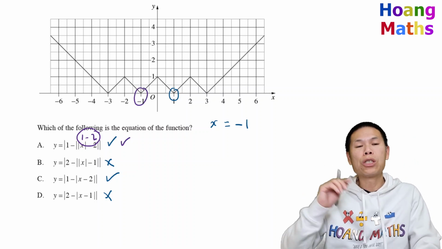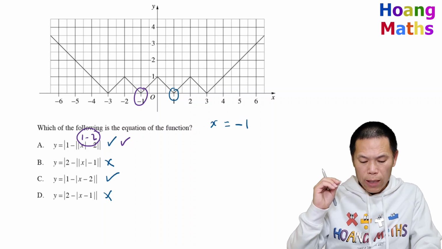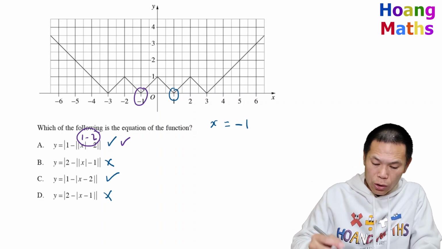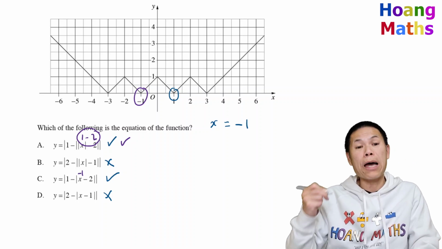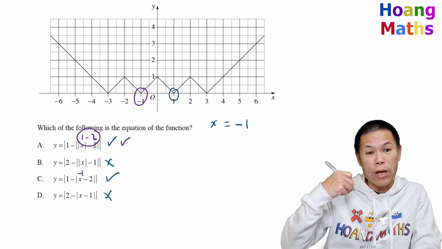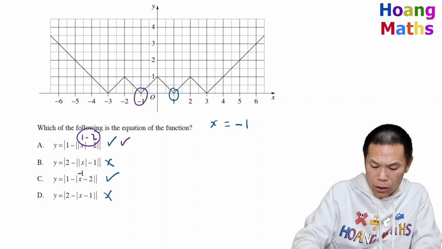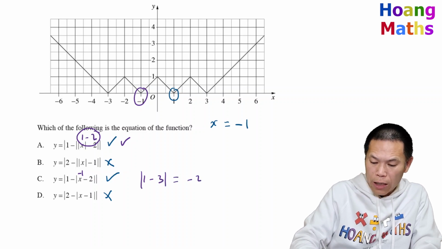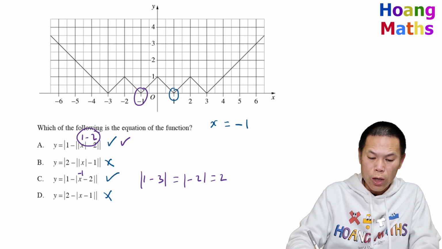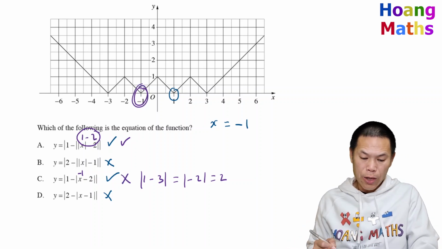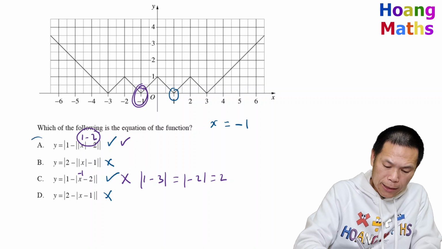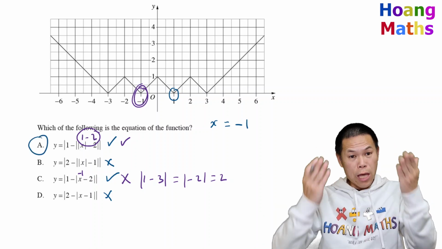Now we just need to substitute x equal to -1 into part C. If x is -1, then -1 minus 2 is -3, and the absolute value gives me 3. So 1 minus 3 equals -2, and the absolute value of this is equal to 2. But then we have 0. So the answer is wrong there. Therefore, the answer is A. So there you go.